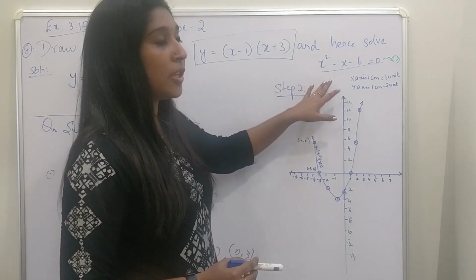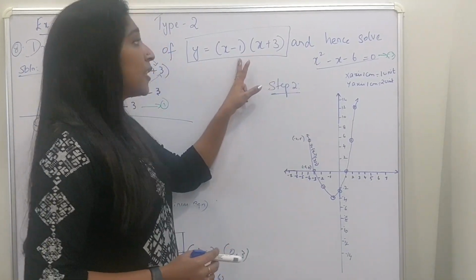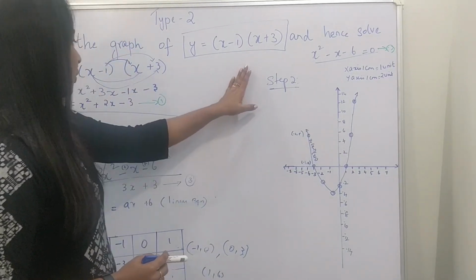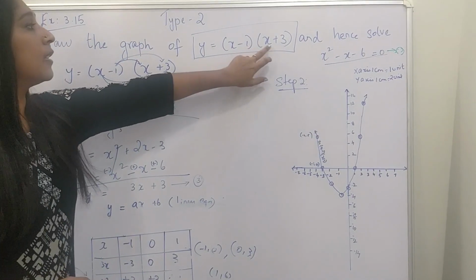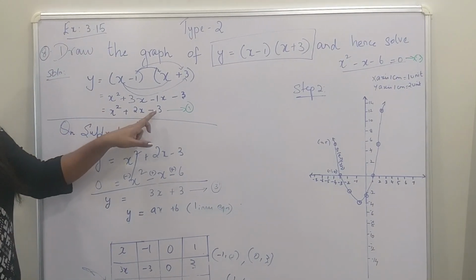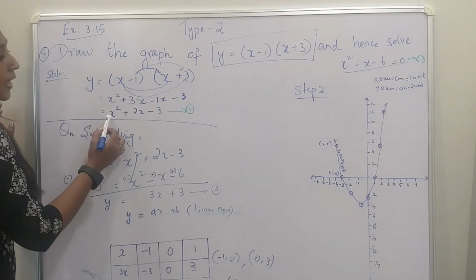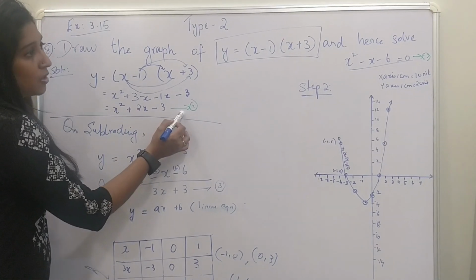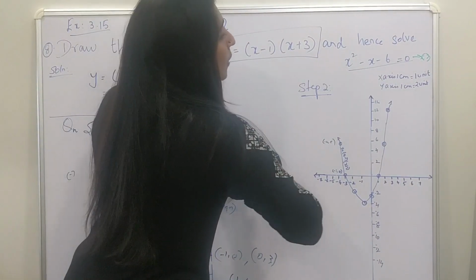When you're having two equations, you should always take the first equation and draw the parabola. So after finishing the parabola, you have solved this type of equation into the format of ax squared plus bx plus c, which is x squared plus 2x minus 3. So this is equation 1. This will become equation 2.